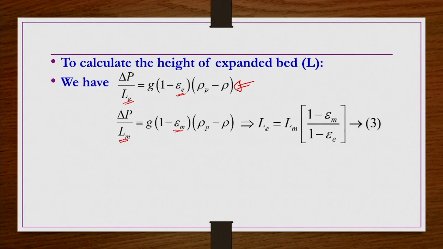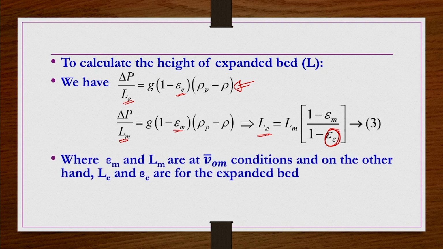So from these two equations, Le equals Lm multiplied by 1 minus epsilon m divided by 1 minus epsilon E. That means if you want to find the height of the bed expansion, how much the bed has expanded, you should know the voidage of the bed at those expanded conditions. Otherwise this equation is not good enough to use.